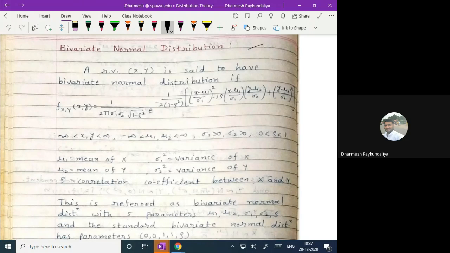A random variable (X, Y) is said to have a bivariate normal distribution if its PDF is given by f(x, y) = 1 upon 2 pi sigma 1 sigma 2 square root of 1 minus rho square, e raised to minus half of 1 upon 1 minus rho square, [((x minus mu 1) upon sigma 1) whole square minus 2 times rho (x minus mu 1) upon sigma 1 (y minus mu 2) upon sigma 2 plus ((y minus mu 2) upon sigma 2) whole square].